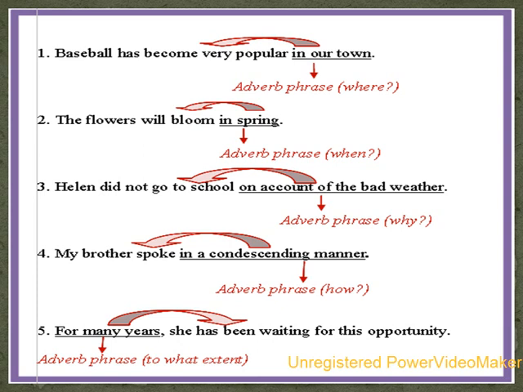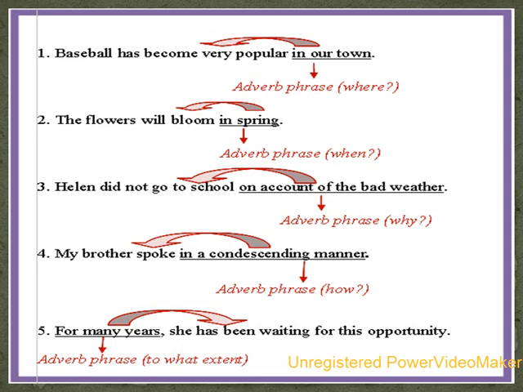Example number 1. Baseball has become very popular in our town. In our town is showing and describing where it has been done, so it will be categorized under adverb phrase. Similarly, in example number 2, the flowers will bloom in spring. With that, in spring is showing when the flowers are going to bloom. It will act as an adverb phrase.